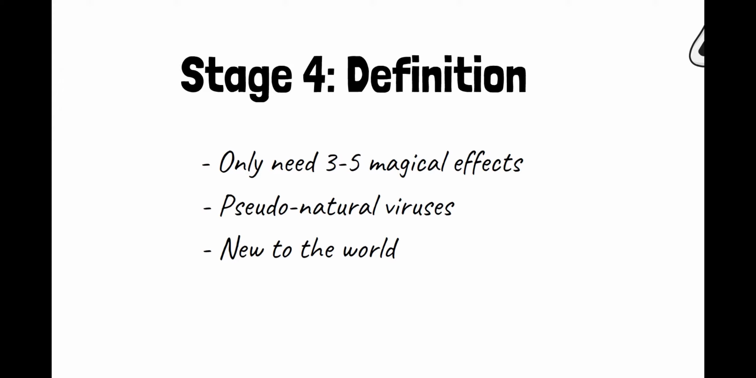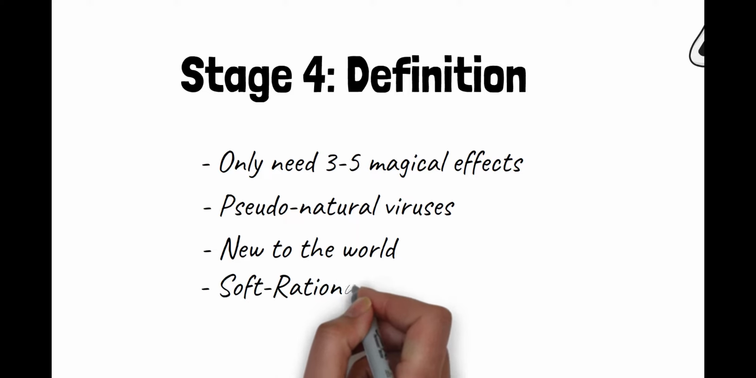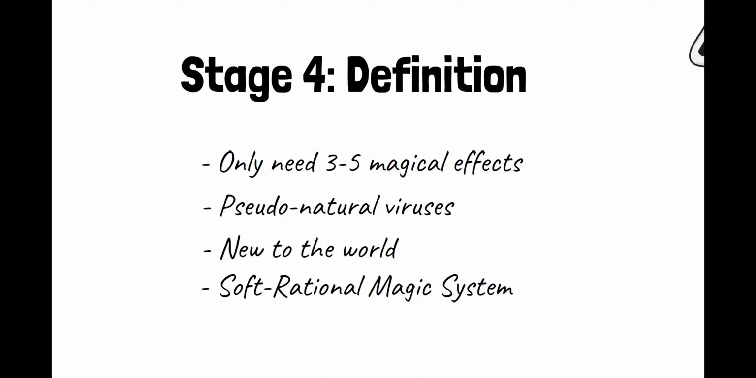And in terms of types of magic systems, I was really shooting for something that was a soft, rational system. Those were the main elements I really needed to define at this stage. I did a lot more than that, but those were the key pieces.